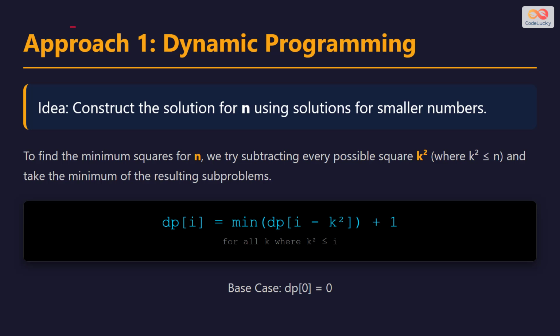Since greedy fails, we need a robust strategy. One common approach is dynamic programming. The idea is simple. To solve for n, we look at solutions for smaller numbers. Specifically, we can reach n from any number n minus k squared. We try all valid squares, see which one leads to the minimum count, and add 1 to that.